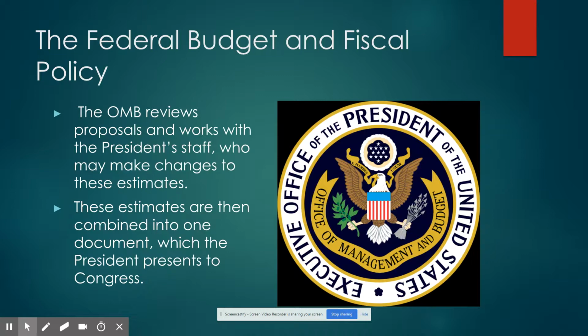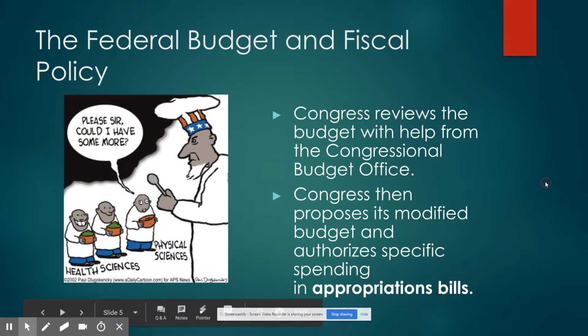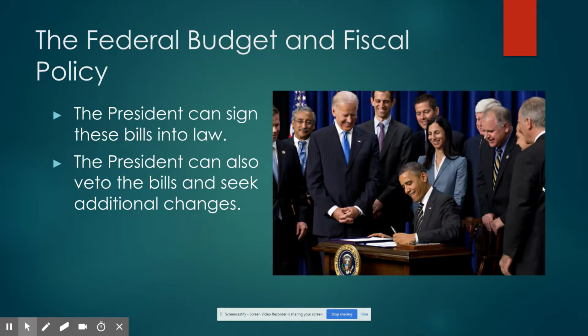These estimates from each of the offices, State Department, Department of Energy, all those, they're all combined into one document, which the president presents to Congress. Congress reviews the budget with help from the Congressional Budget Office. Congress then proposes its modified budget and authorizes specific spending in appropriations bills. The president can sign these bills into law. He can veto the bill and seek additional changes. It's all kind of in his boat at that time.